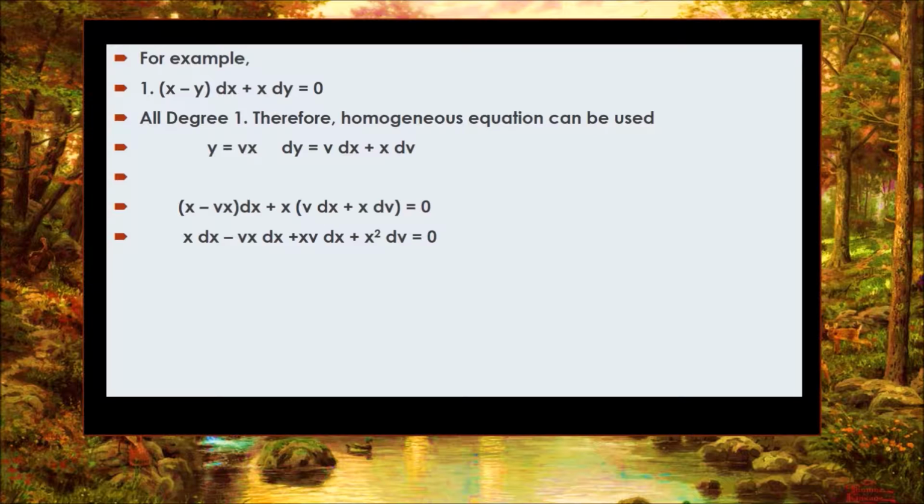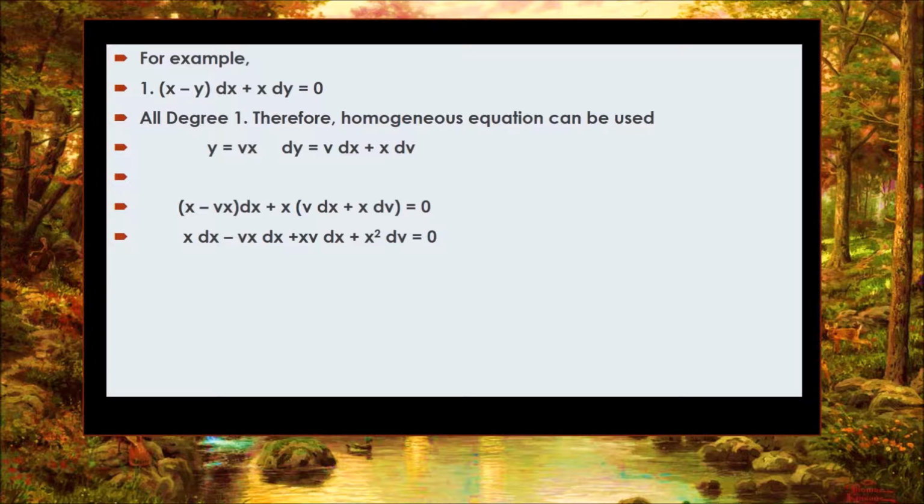For example, in the first question, (x minus y) dx plus x dy equals 0. In this case, we can see that the whole equation has a degree of 1. Therefore, the homogeneous method can be used, so we use y equals vx. When we apply implicit differentiation, we get dy equals v dx plus x dv.